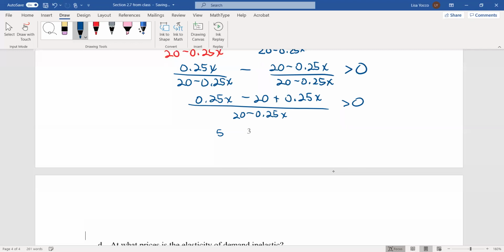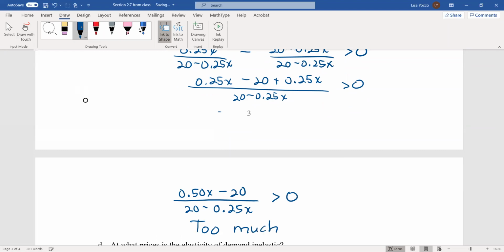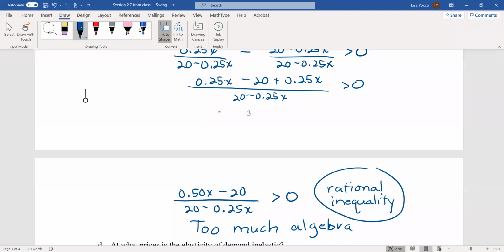Adding the like terms. 0.25x plus 0.25x is 0.50x. So basically, once we get it like this, those of you that took college algebra may remember solving this kind of problem. This is a rational inequality. Like I said, it's not as simple.